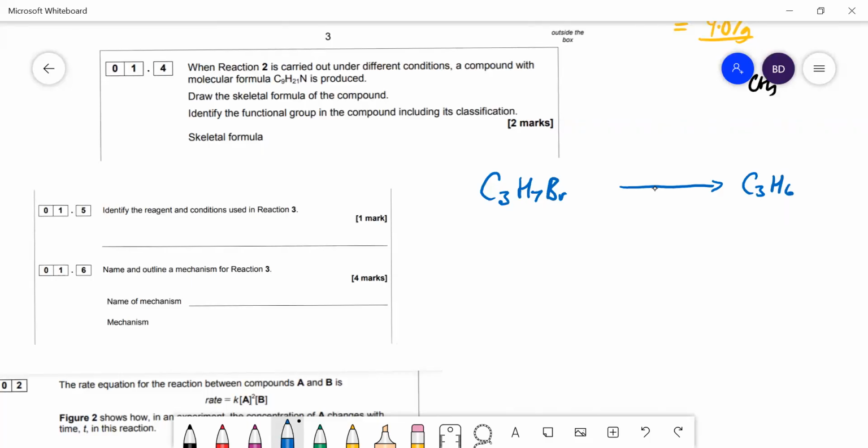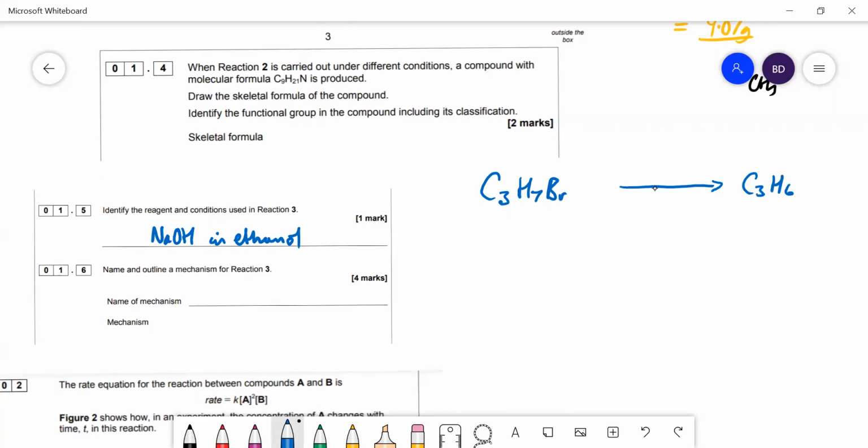Okay, and it also told us, I think, didn't it? Oh, it doesn't give us the conditions, but it's actually sodium hydroxide in... oh, so we want sodium hydroxide, but not in aqueous solution, in ethanol. If you have it in aqueous solution, you just get nucleophilic substitution. We want it to get elimination.